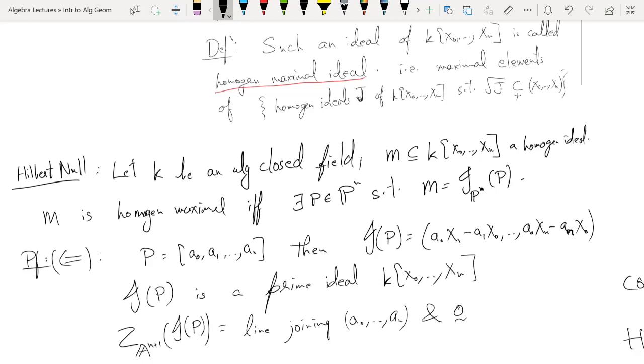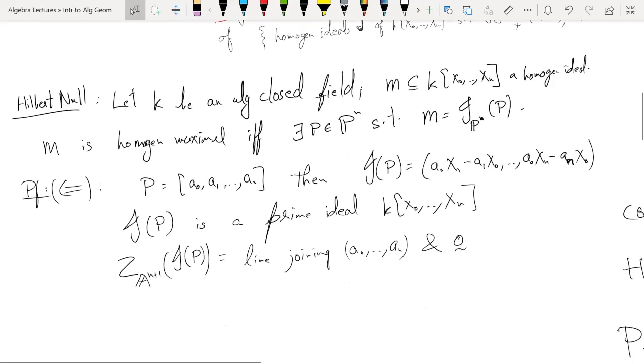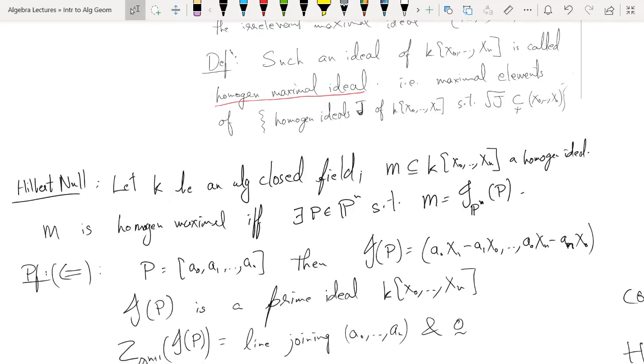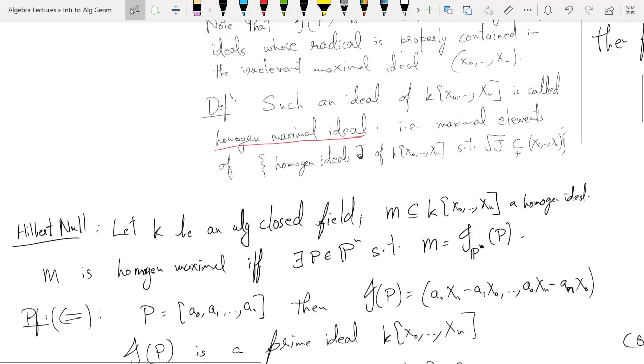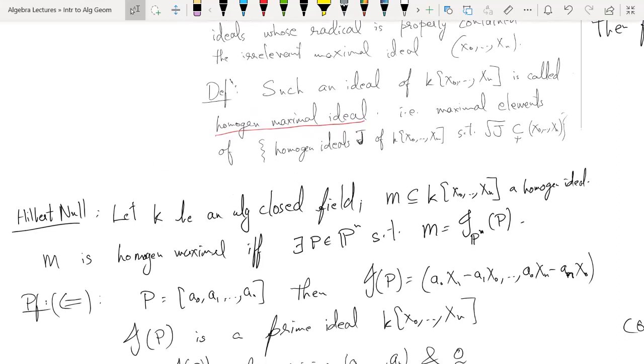Right. So now, if J is some homogeneous ideal which properly contains IP, then we want to show that it has to be... So we are trying to prove that it's homogeneous maximal. So we have to show that if J is a homogeneous ideal which properly contains this, then its radical is (x0, ..., xn) or bigger. Yeah, it could be the whole ring as well.